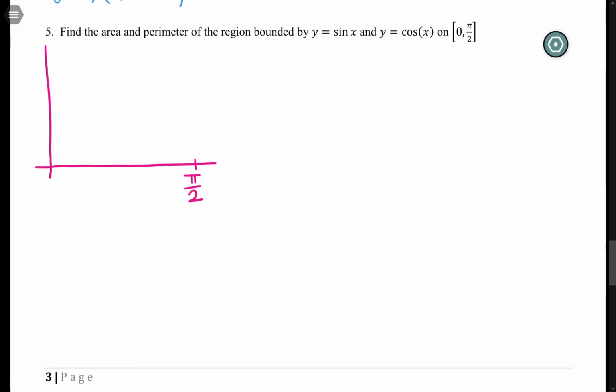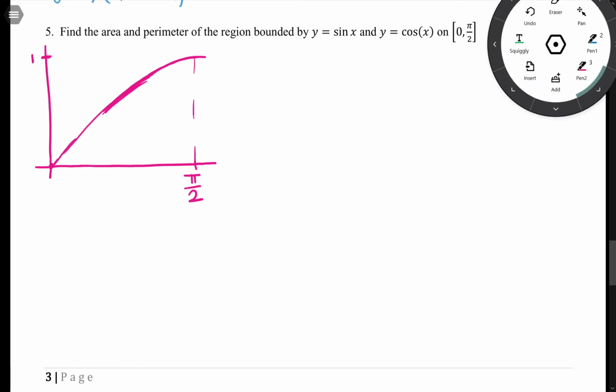So sine x, let's see, is starting at the origin and it's increasing, and by the time we get to pi over 2, its value is going to be 1. So we're coming up, we're leveling off right there. For cosine x, we're doing kind of the opposite. We're starting at 1, we're headed down, we cross right at pi over 2.